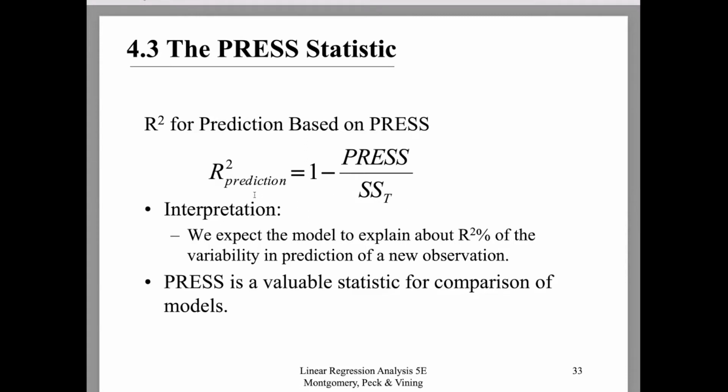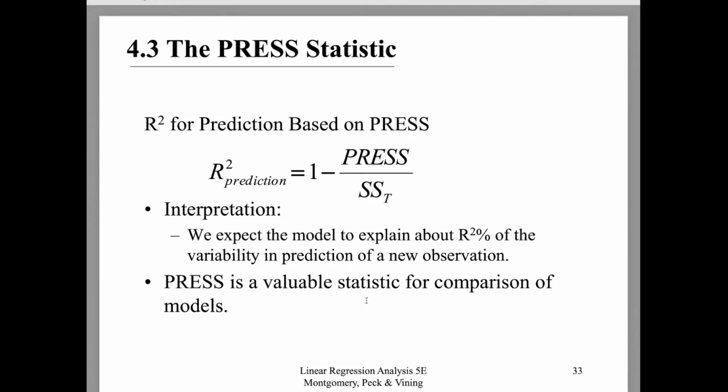And so again, the R squared for prediction is 1 minus the value of the PRESS statistic over the total sum of squares. The way that we interpret this is that we expect the model to explain about R squared for prediction times 100% of the variability in predicting a new observation. And as we said before, the PRESS statistic is useful for comparing models, especially when we're wanting to use the models for prediction.